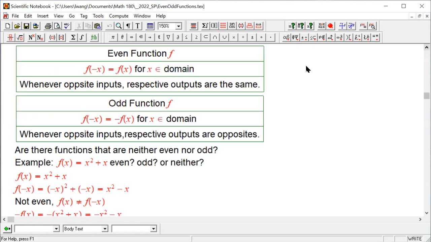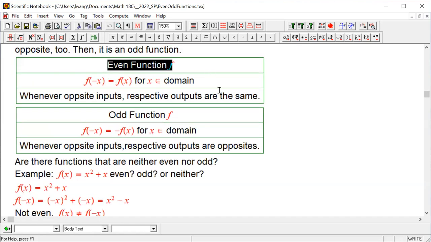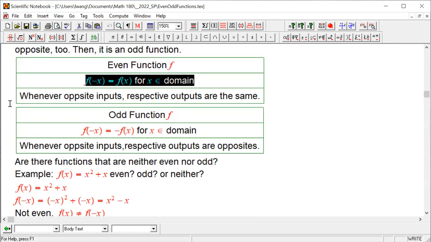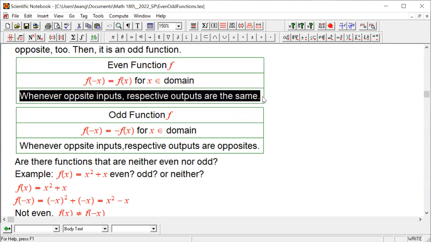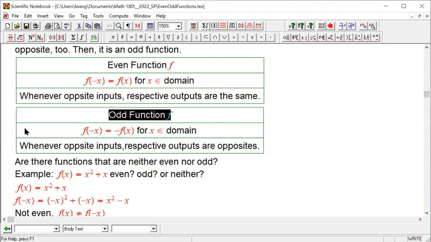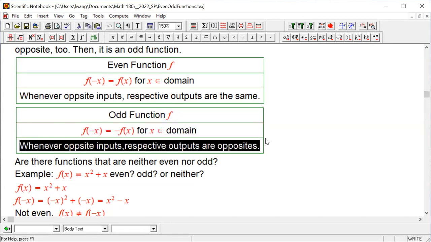All right, to summarize: even function, the definition, the picture, and the feature on the graph, and odd function and the feature on the graph. So when we understand both, we can identify whether a function is even or odd.